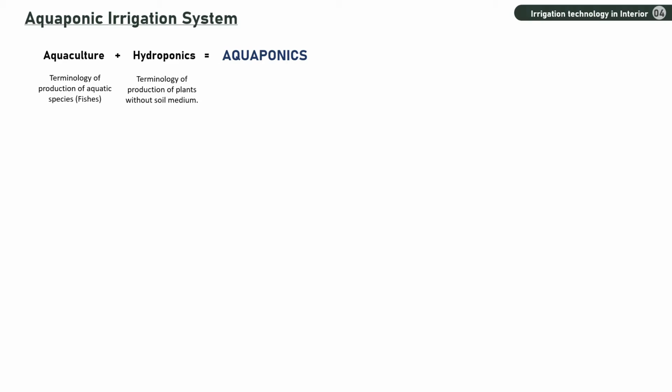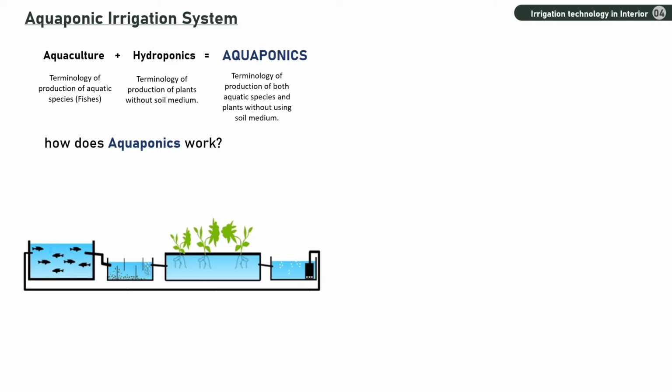It consists of an element of aquaculture, which means production of aquatic species or fishes, plus hydroponics, which means production of plants without soil medium. Combining them together, we have aquaponics, the production of both aquatic species and plants without using soil medium. So how does aquaponic work? Here is a diagram that I will show you for us to understand more.